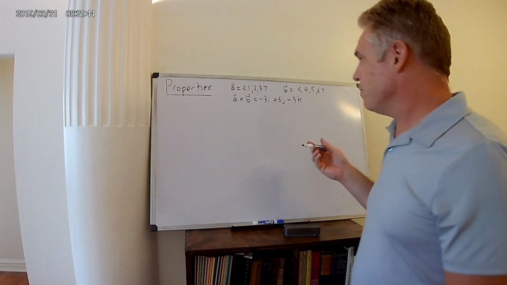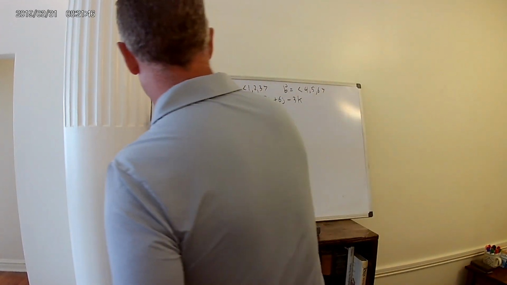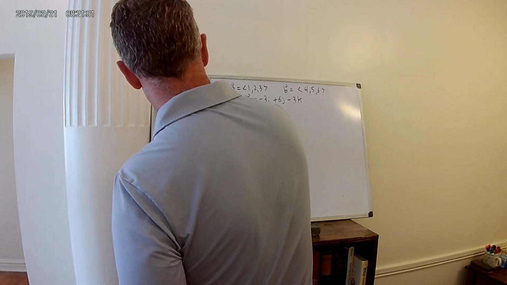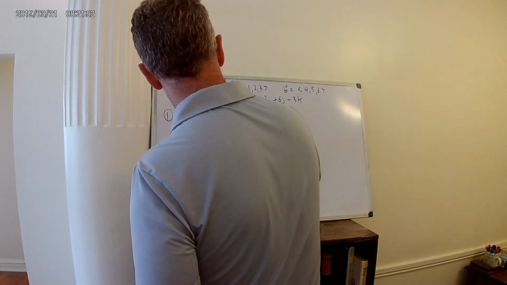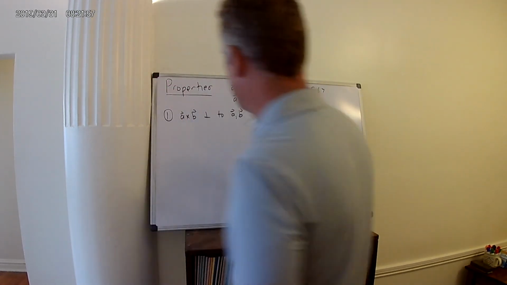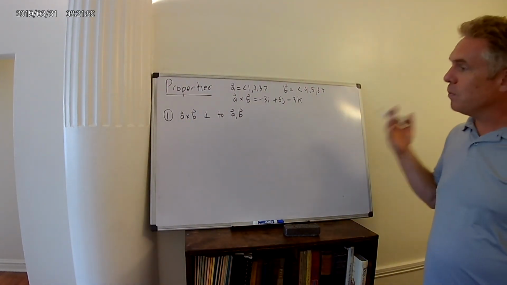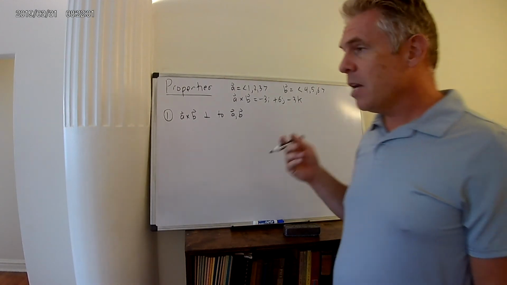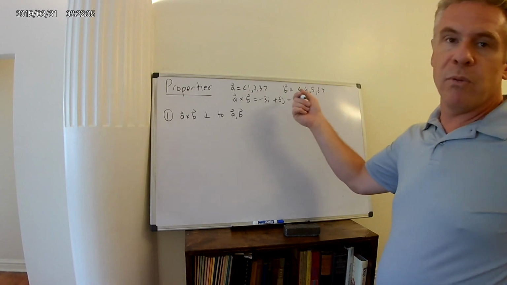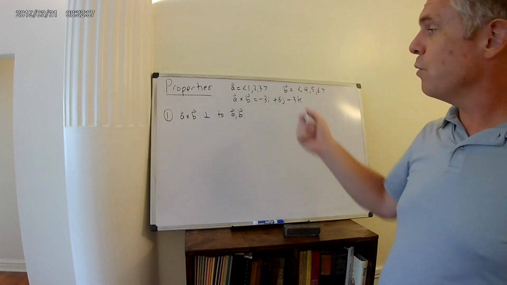Talking about properties of the cross product, one important property is that A cross B is perpendicular to both vectors A and B. So the cross product of any two vectors is perpendicular to those two vectors. Now the book has a proof of this. I'm not going to go through the proof, but with this example, I would like to show this is true.